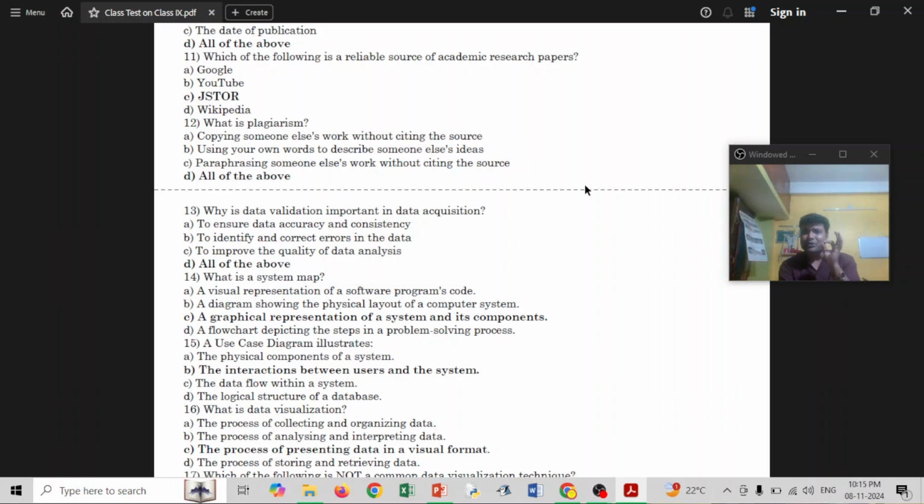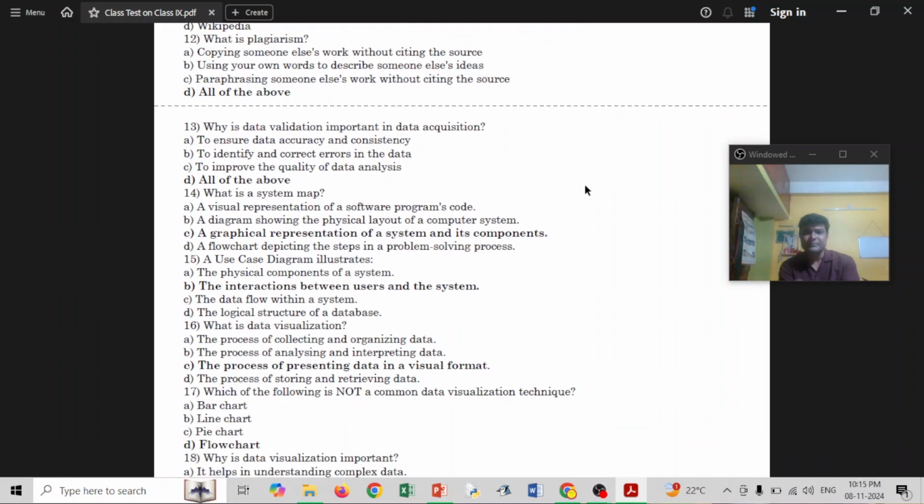And the 14th question is, what is a system map? A graphical representation of a system and its components. A use case diagram illustrates the interconnection between users and the system. This is the user defined function. Question 16 is, what is data visualization? The process of presenting data in a visual format.